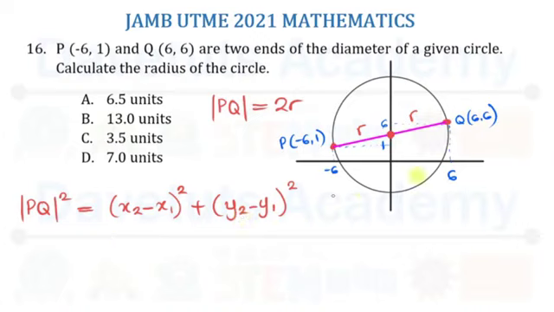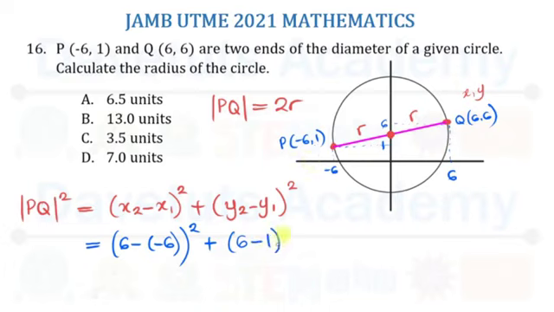Just be consistent. So if you are to evaluate this and solve this, you can take Q as our 2, P as our 1. In that case, what's the value for x? The first one is always x. It is x comma y. And the same thing we apply here, x comma y. So here it will be 6 minus, what is the other value for x? It is minus 6. Don't forget your sign. Raised to power 2 plus, for the y, y2 is also 6. What is y1? y1 is 1. So 6 minus 1 raised to power 2.